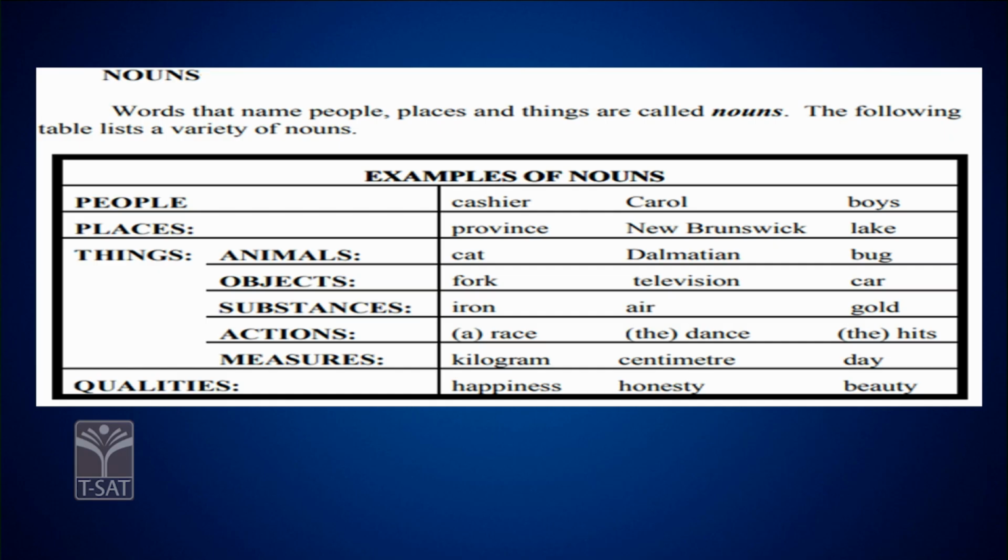Now let us sum up these nouns. Nouns are the very basic parts of speech in English grammar. A noun generally tells us the names of people, places and things. We have given several examples here: people, places and things. In things you should remember animals, objects, substances, actions, measures and qualities also fall under it. Nouns can be found anywhere in a sentence. This we have already discussed. Most sentences will have multiple nouns, which we have also discussed.